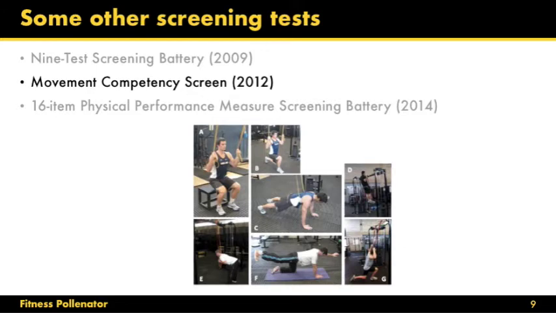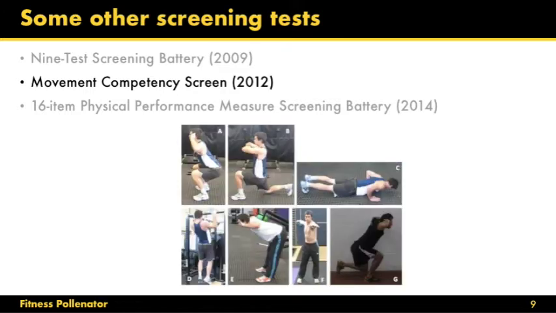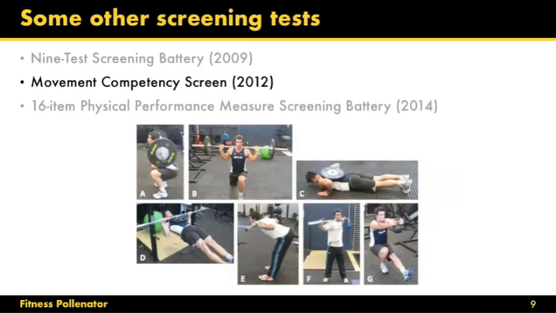So the first was actually unloaded versions of the movements, so using band assistance. Then they looked at the same movements just with body weight, and then the last thing they did was they added load to each of the movements. So your score would be based on which level of loading that you were proficient in.